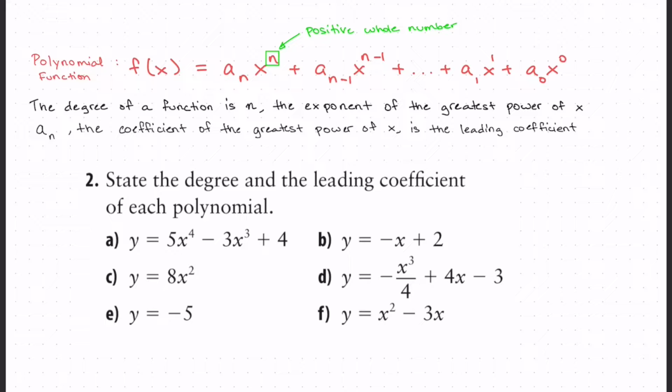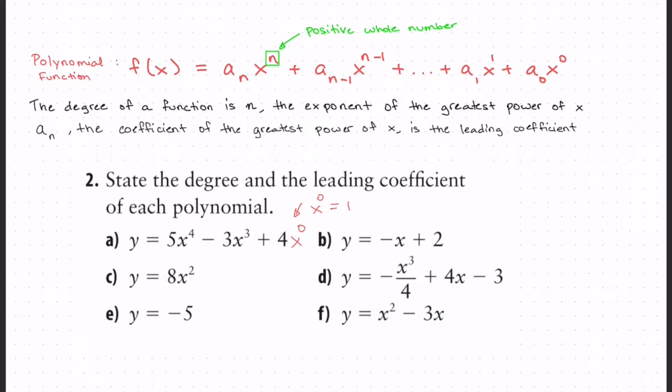So here, for 2a, we have y equals 5x^4 minus 3x^3 plus 4. And you can think of this 4 as being multiplied by x to the power of 0, because we know that anything raised to the power of 0 will be 1, and so 4 times x to the power of 0 is the same thing as saying 4 times 1, which just equals 4.